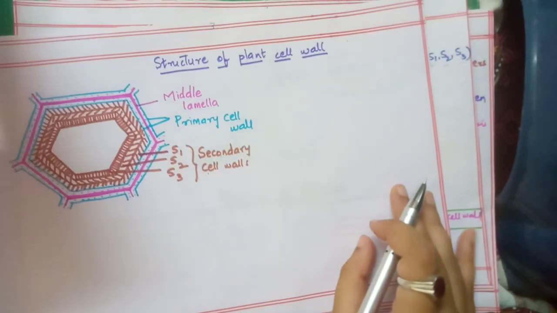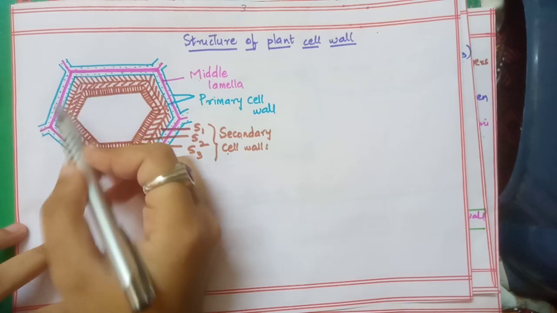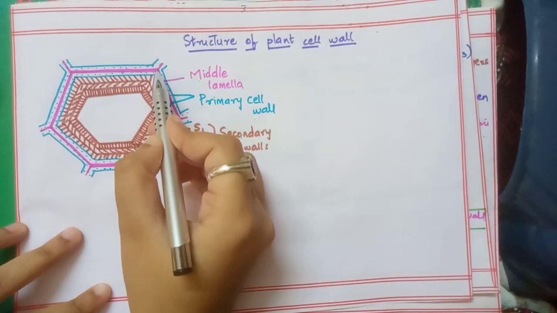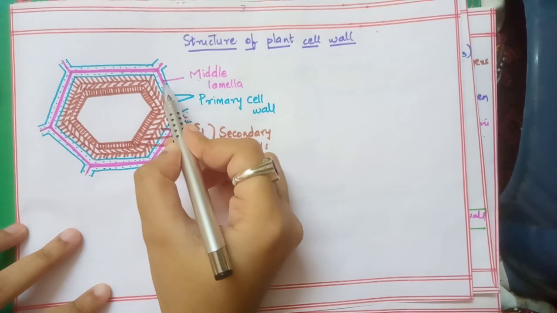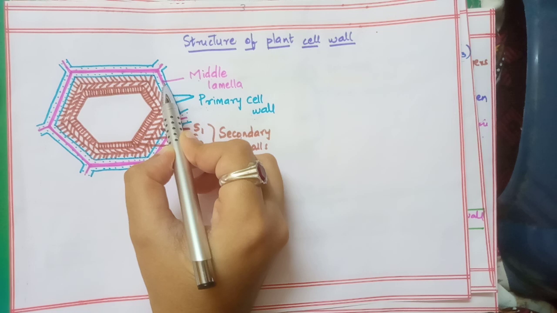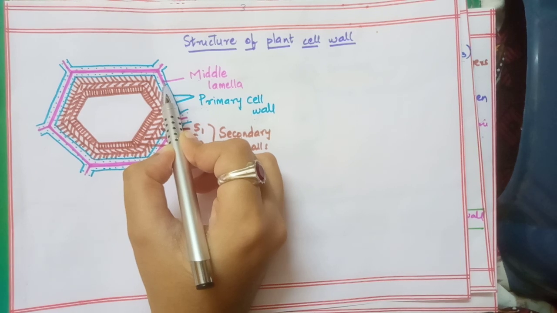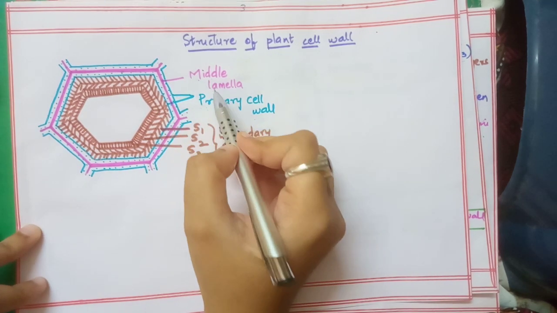Then let us see how the cell wall looks. This is the structure of the plant cell. Here the structure which is shown in the pink color is known as the middle lamella. This middle lamella is the first formed layer in the plant cell. During cell division, after karyokinesis, when cytokinesis takes place, when one single cell gets divided into two daughter cells, at that time the middle lamella is formed.